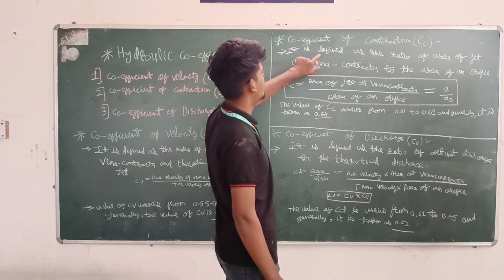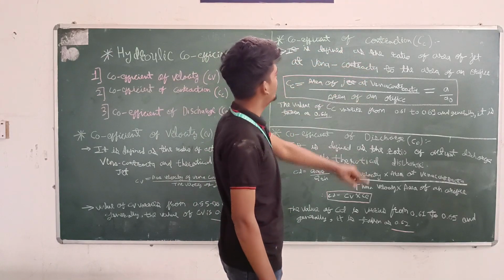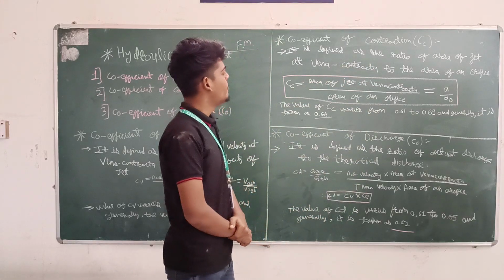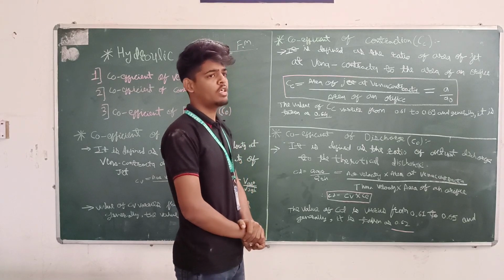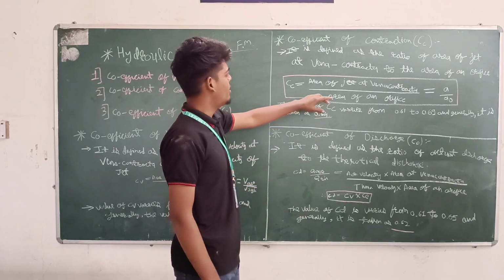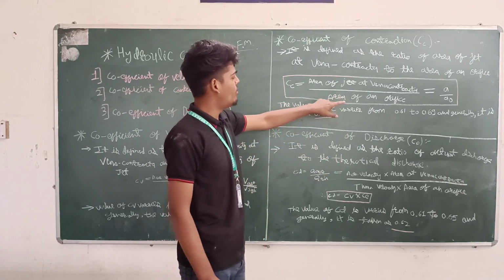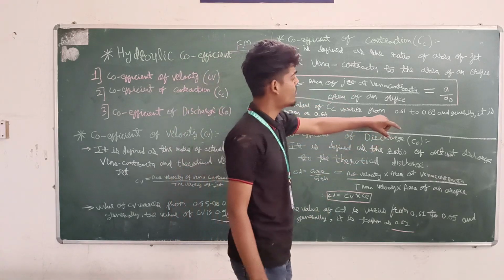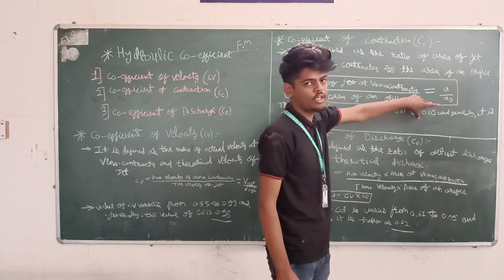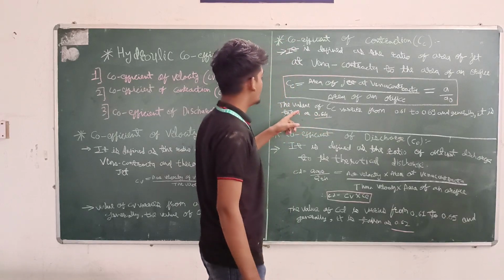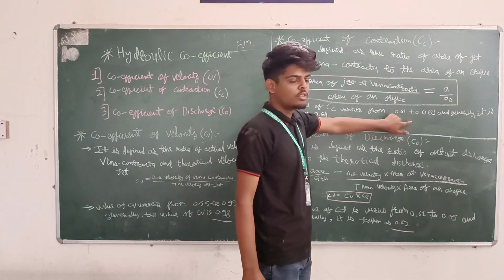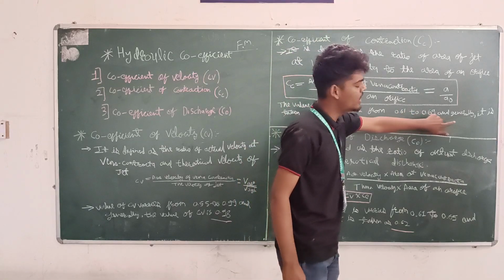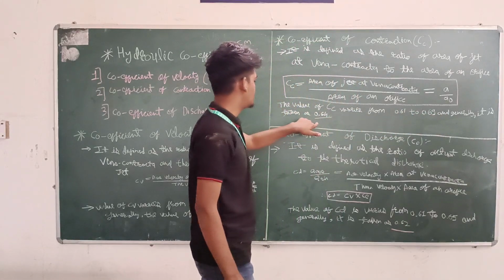Now we will go to the next topic, the coefficient of contraction. Coefficient of contraction is defined as the ratio of area of jet at vena contracta to area of an orifice. The formula is area of jet at vena contracta upon area of an orifice. For numericals we will take a upon a0. The value of coefficient of contraction varies from 0.62 to 0.69, and generally it is taken as 0.64.